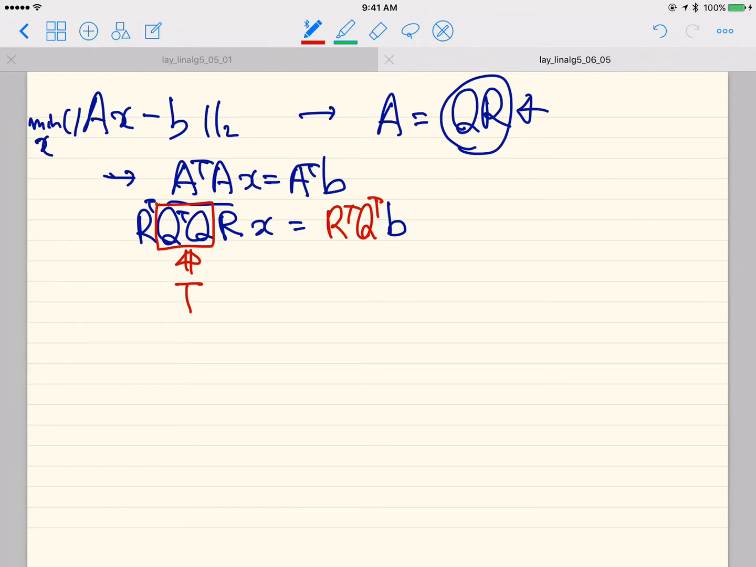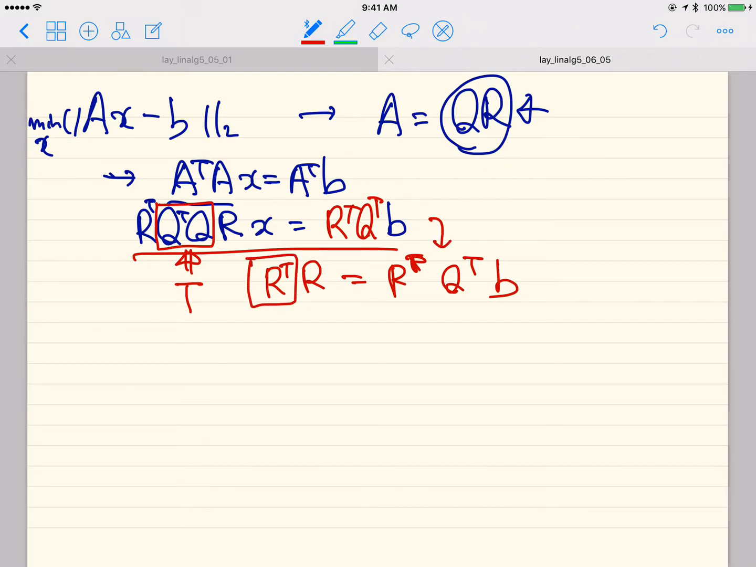And we are obtaining this. So this is not a good way of proving this theorem, but let's do it this way. R transpose R equals R transpose Q transpose b, right? So I'm just rewriting it. And then let's think about R transpose.